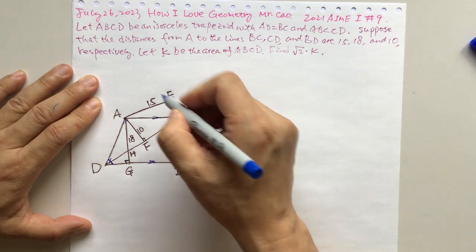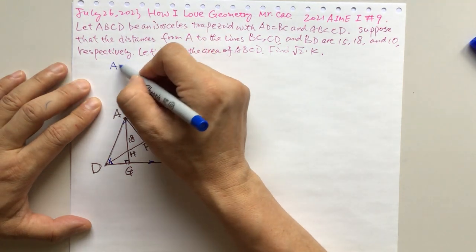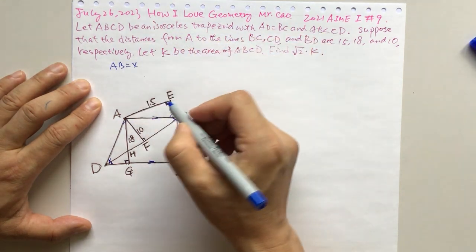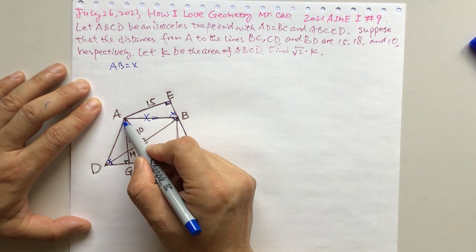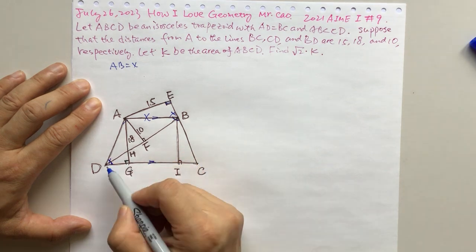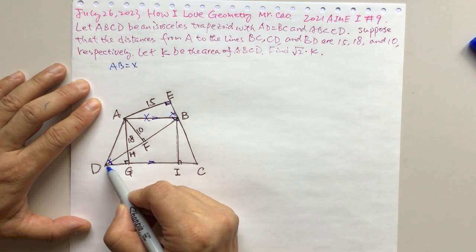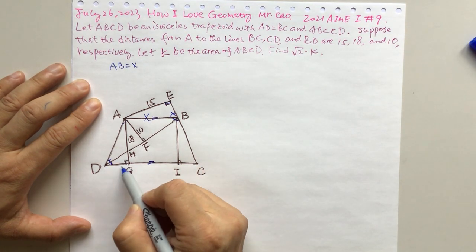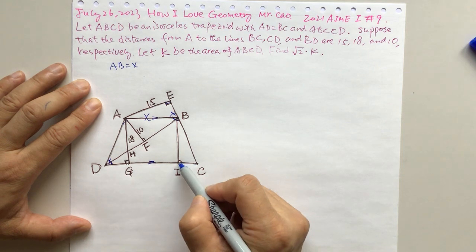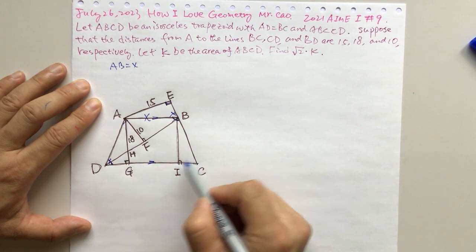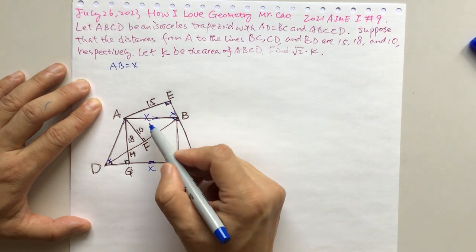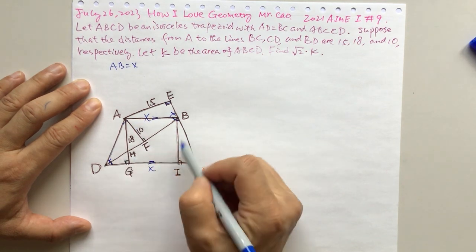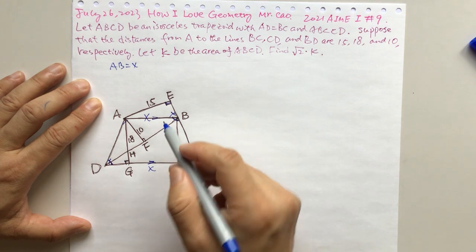Let us suppose that AB is x. So we can use x to represent AD. Then we can get DG using x. If we get DG, then we know IC is the same by symmetry, right? And GI is x. So if we find x, then we will get the area of ABCD.